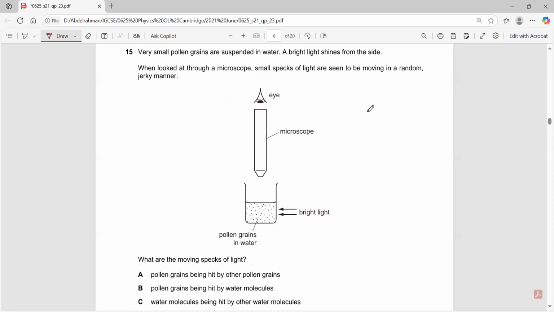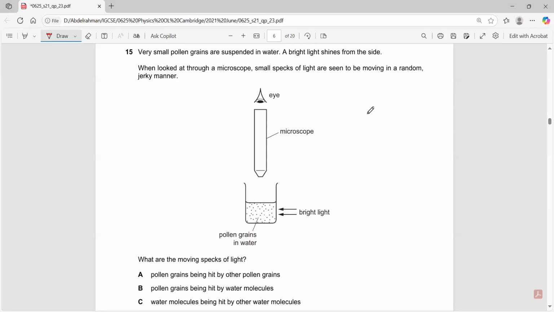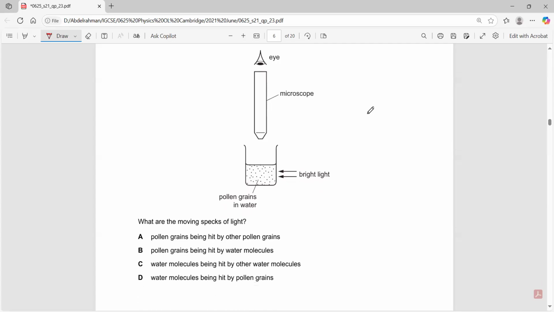Very small pollen grains are suspended in water. A bright light shines. What are the moving specks of light? Brownian motion. What happens during the Brownian motion? Pollen grains are being hit by other pollen grains? No, by other water molecules. Pollen grains are being hit by water molecules.